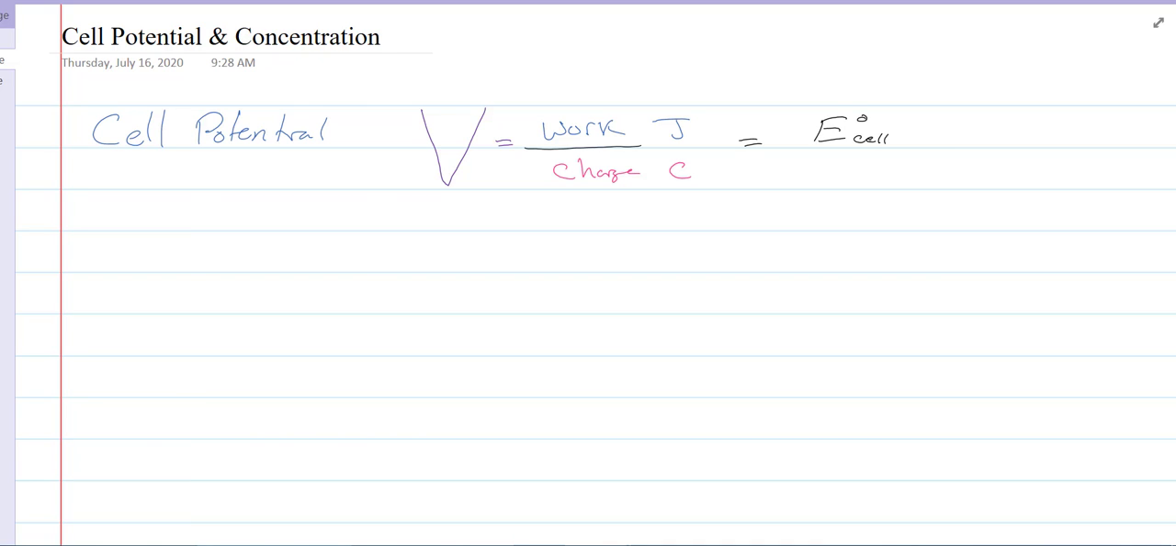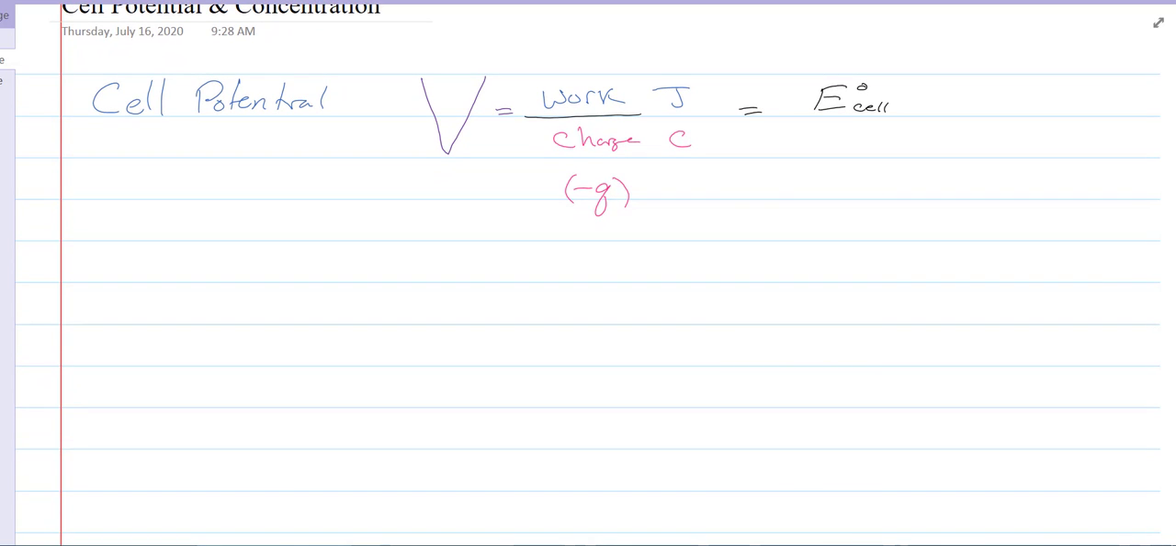So if we remember cell potential, right, that's a volt, and that is going to be equal to the work over the charge, right, joules per coulomb. And that happens to be E cell. Now charge, we'll use Q again for charge. And since electrons are negative, it's negative Q. So therefore, the work out of the cell is going to be equal to negative Q E cell.